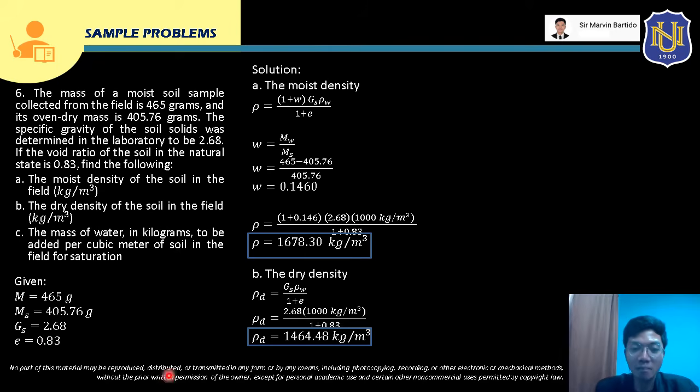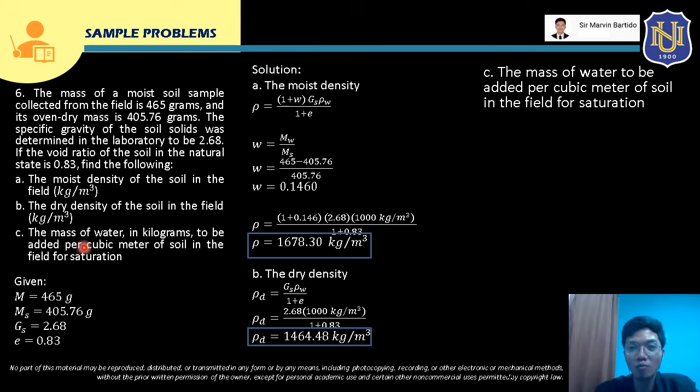Obviously, class, this should be less than the moist. The dry should be less than the moist. Anyway, for letter C, class, the question is the mass of water to be added per cubic meter of soil in the field for saturation.